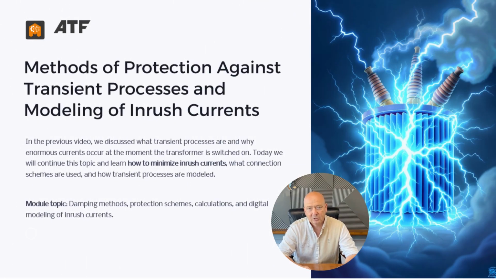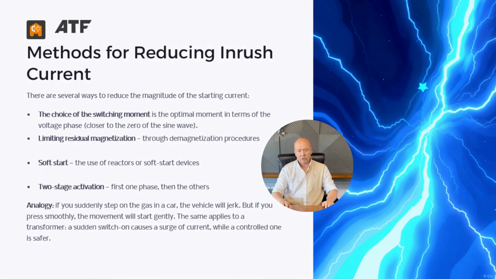In the last video, we discussed what transient processes are and why transformers experience large inrush currents when energized. Today, we'll continue the topic by learning how to reduce inrush currents, which switching schemes are used, and how transient behavior is modeled. There are several ways to reduce inrush current. Choosing the switching moment carefully, ideally at the voltage zero crossing. Eliminating residual magnetization, using demagnetization procedures. Soft start, through series reactors or dedicated starting devices. Staggered energization, energizing one phase first, then the others.